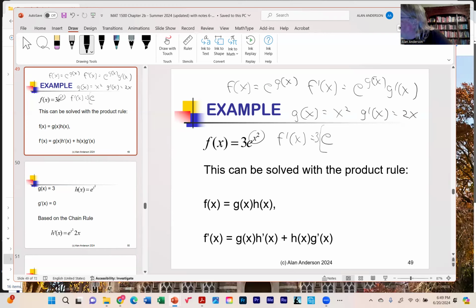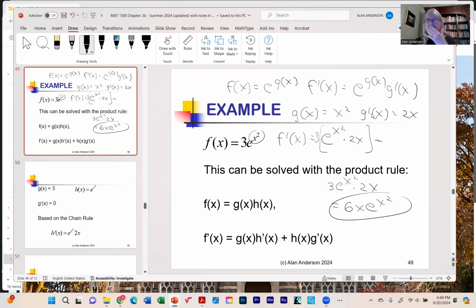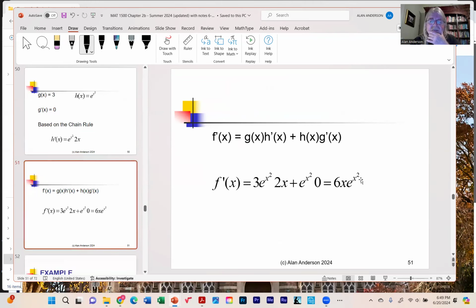Now the 3, by the way, can be factored out from what we're about to do. So you can put a 3 on the outside and then apply the chain rule just to e to the x squared, and you're going to get e to the x squared times 2x. And then you can multiply the 3. You end up with 6x e to the x squared. So you can see it is a bit messier.